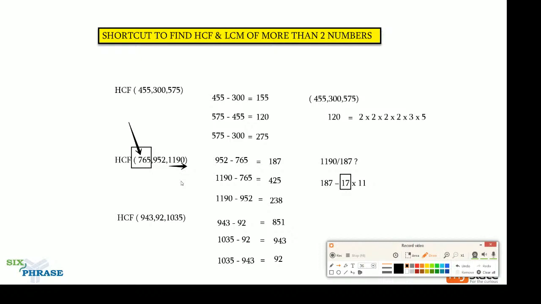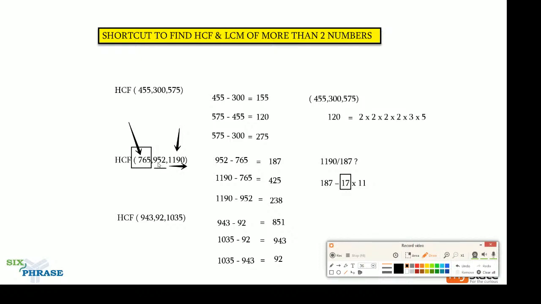17 4 times is 68. 17 5 times is 85. 17 6 times is 102. 17 7 times is 119. Okay, so you're seeing that this is also divisible by 17. This is also divisible by 17. So you are left with 952. We'll try and check if 952 is divisible by 17.